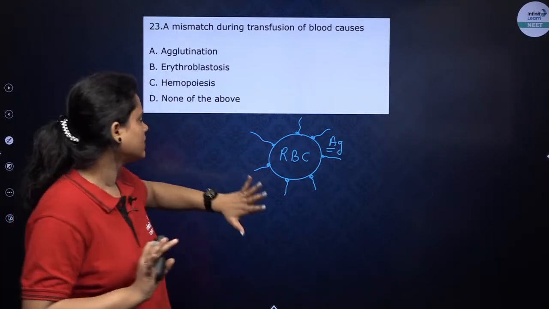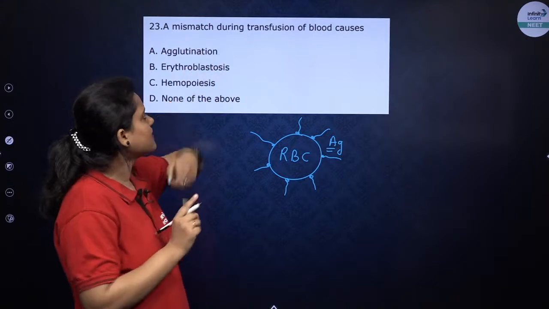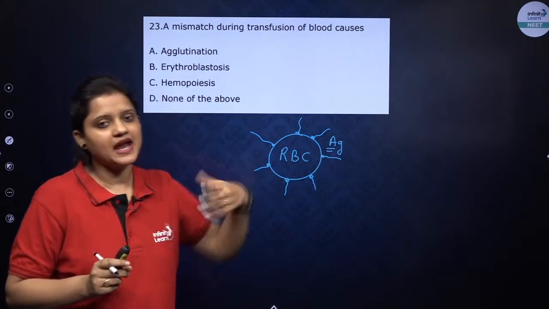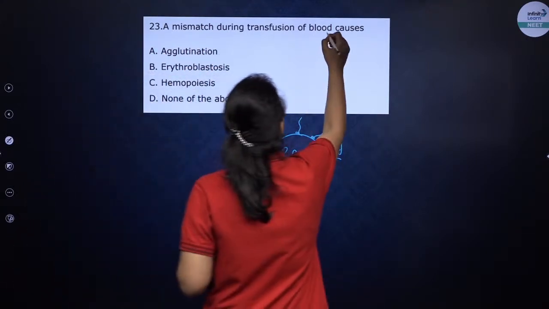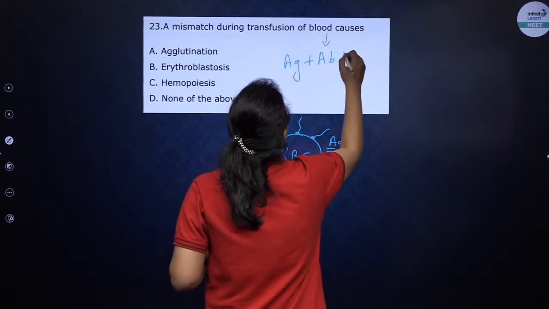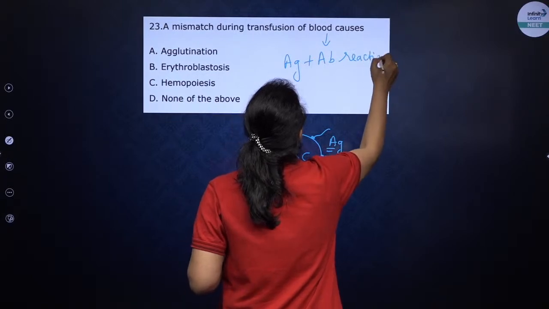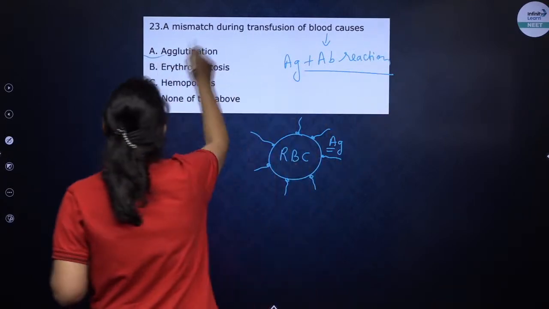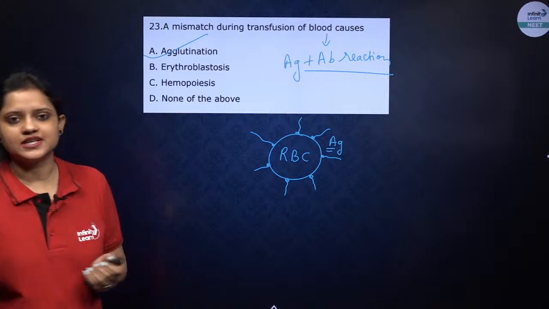This information we know. Whenever mismatched blood is transfused, there will be antigen-antibody reaction, and this is termed as agglutination.